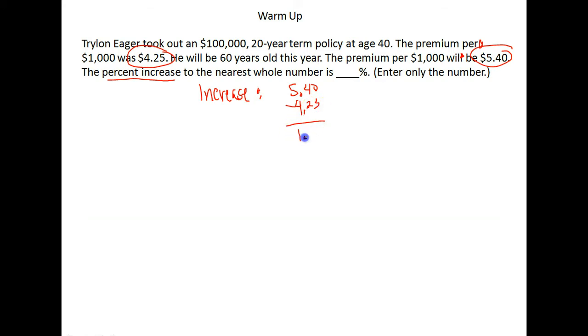Okay, when we do, we get $1.15. That's how much we increased. We want to know the percent of increase. So again, you take the increase and you divide it by the original amount that he was being charged. Our increase was $1.15. We divide that by the original, which was $4.25.